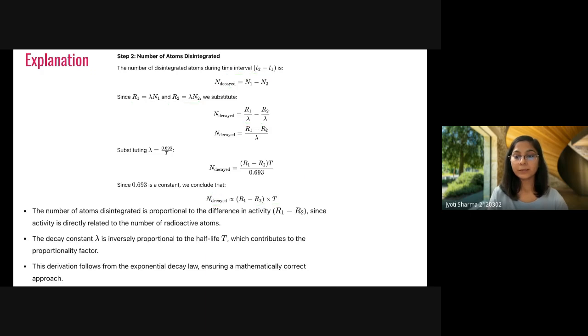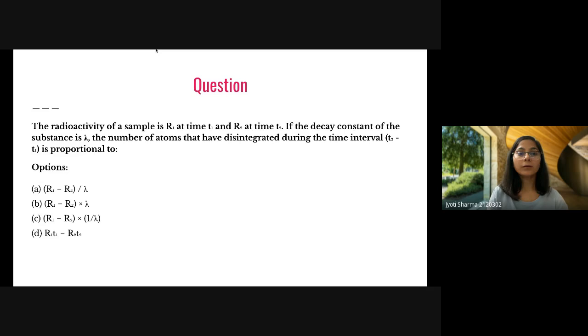I think it is clear. Okay, next question. This is very similar to the last question, but we changed T with alpha. Initially our question had the half-life, but here we have the decay constant, alpha. The radioactivity of a sample is R1 at time T1 and R2 at time T2. If the decay constant of the substance is alpha, the number of atoms that have disintegrated during the time interval T2 minus T1 is proportional to what?